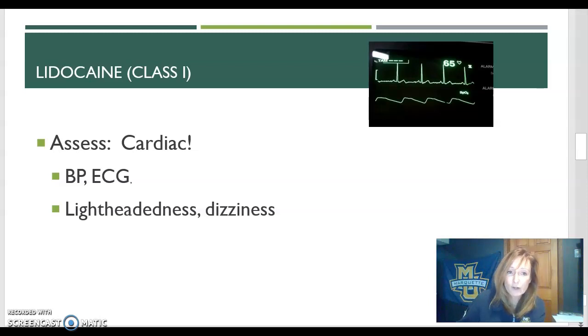So in this first classification of drugs, this lidocaine, if you were taking care of a patient that was on this medication, what would you be looking for? Well, it's changing the electrical activity of the heart, so we have to assess cardiac. So how are we going to assess cardiac? That's right, you're going to be looking at the heart rate, the blood pressure, the monitor. You're looking at the EKG or the ECG. You're watching for the side effects like lightheadedness or dizziness. Excellent.